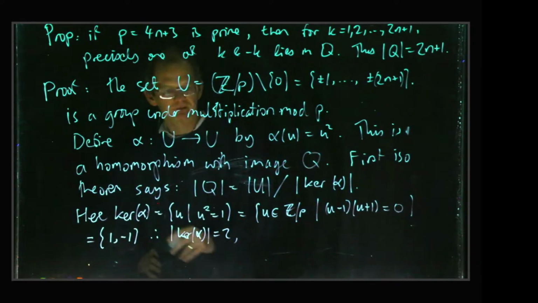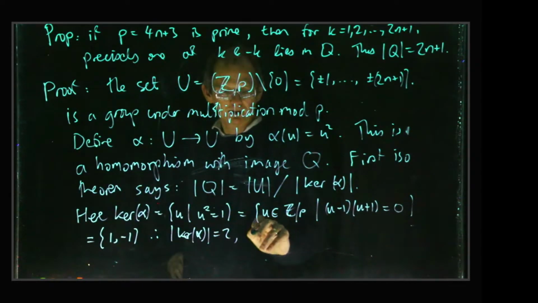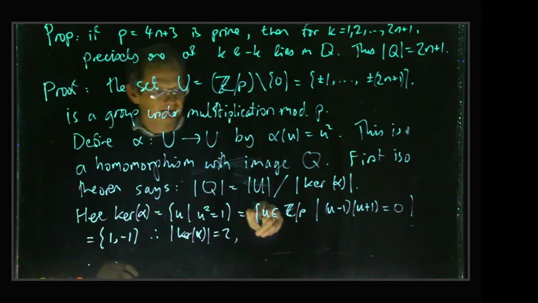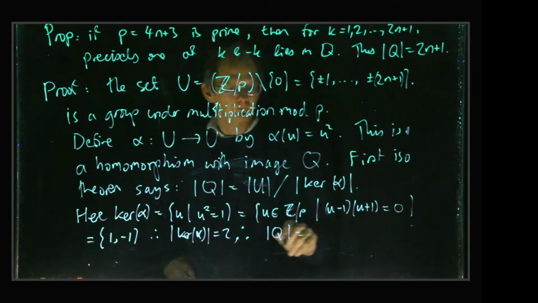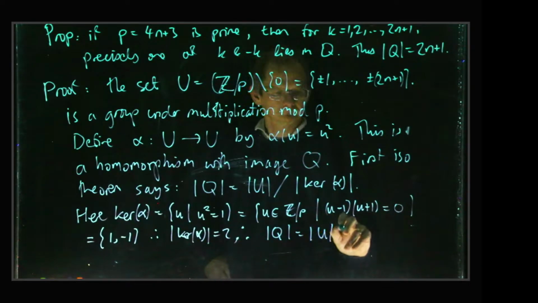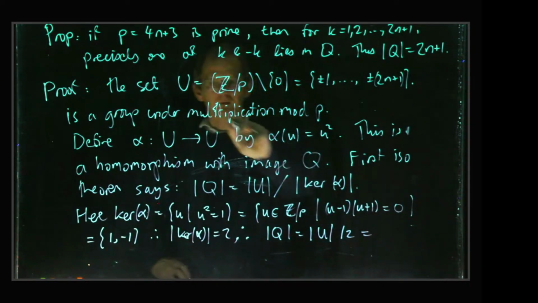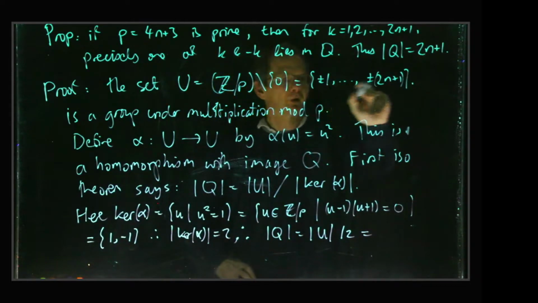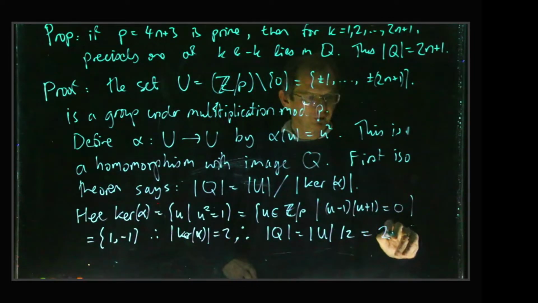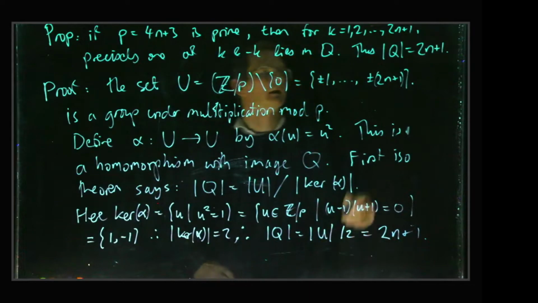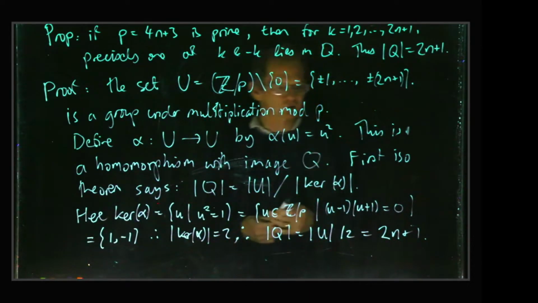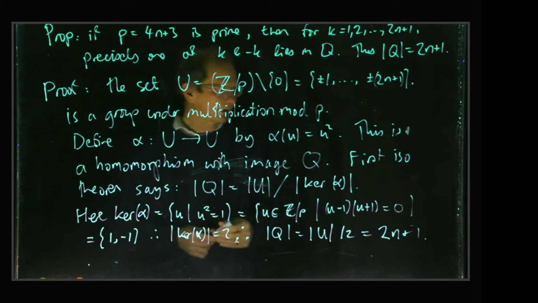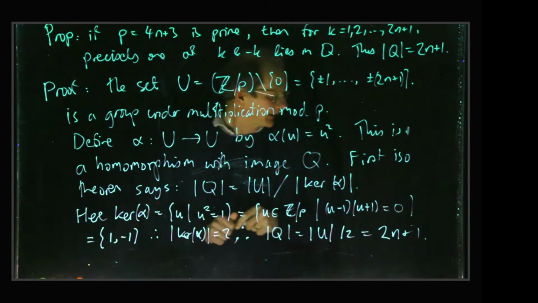So the size of the kernel of alpha is 2, and the size of the image of alpha... So therefore, from that we conclude that |Q| is |U| over 2. But the set U had size 4n plus 2, so the size of Q is 2n plus 1. Okay, so at least that's a consequence of what we're claiming, that the size of Q should be 2n plus 1. So we've still got a couple more steps, but that's a good way forward.